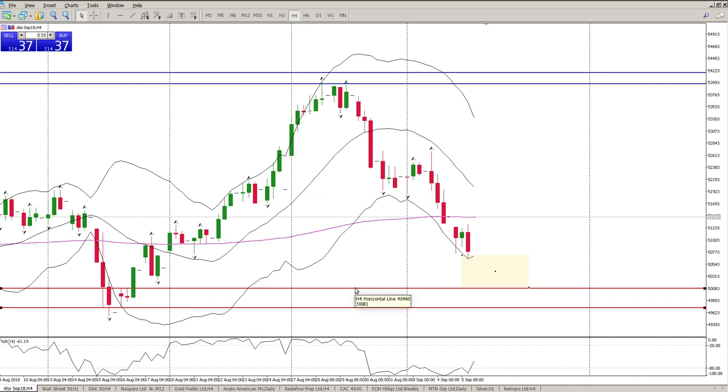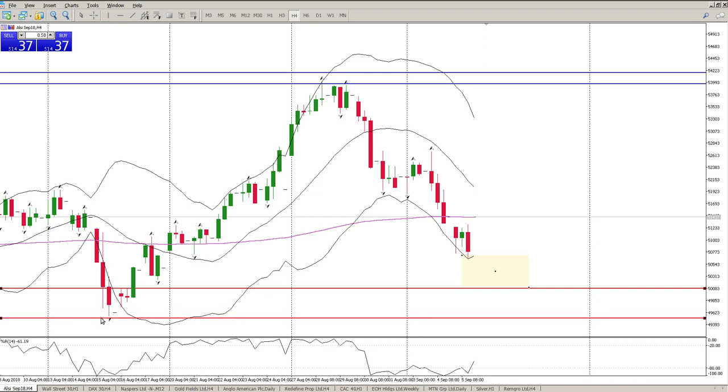So 50,080, not 800. So 50,080 to 49,700. I would say 50,000 dead on would be a fairly good area to watch for an entry long. Maybe take a small nibble and put a stop below this bottom level here of 49,500. Yeah, so put a stop below 49,500 and see if this is the area for a turn.